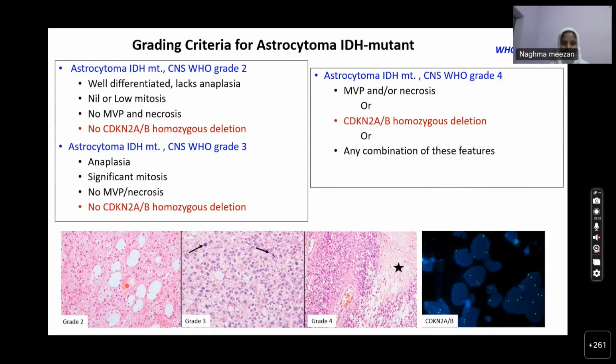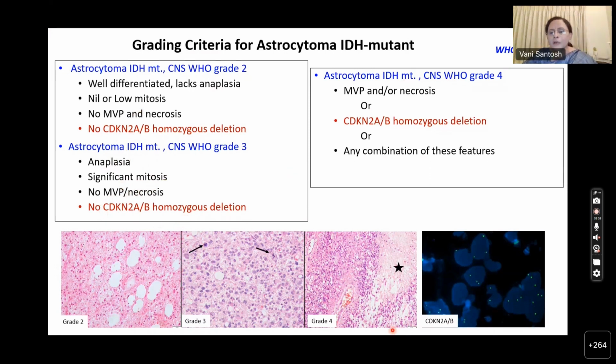Okay. Now, a grade 2 tumor is histologically very well differentiated, with no anaplastic features, nil or low mitosis, no microvascular proliferation and no necrosis. And molecularly, it will not show the CDKN2A/B homozygous deletion. A grade 3 tumor is what we saw just now. It is more cellular, it has anaplastic features, it has significant mitosis, but no microvascular proliferation and necrosis, what we saw in our case. And it will not harbor CDKN2A/B homozygous deletion.